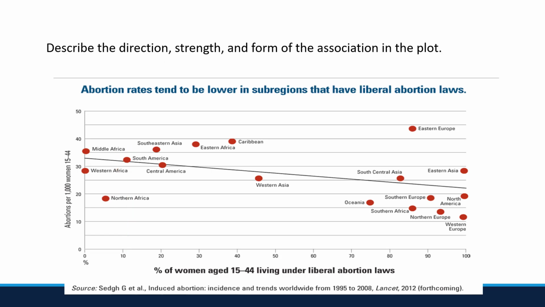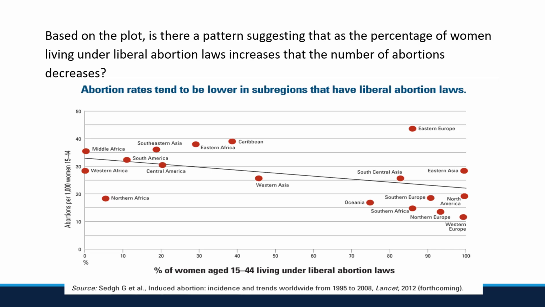Describe the strength and the form of the association in the plot. The plot moves down and to the right and is therefore negative. The strength, moderate to weak would be appropriate, and the form is linear. Based on the plot, is there a pattern suggesting that as the percentage of women living under liberal abortion laws increases, the number of abortions decreases? Yes, we can see that pattern.